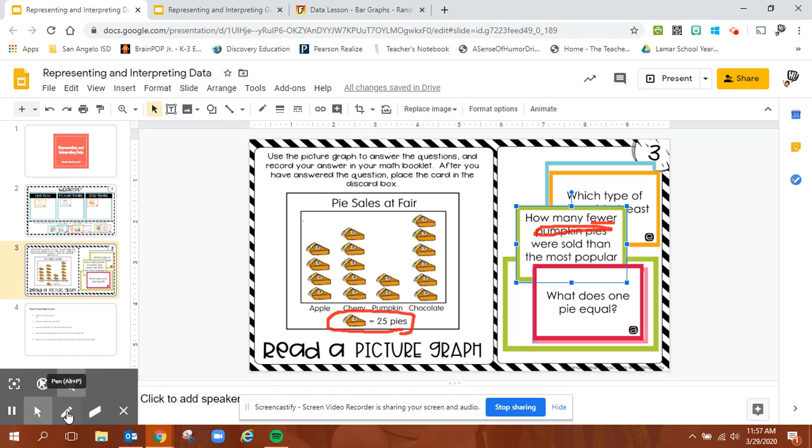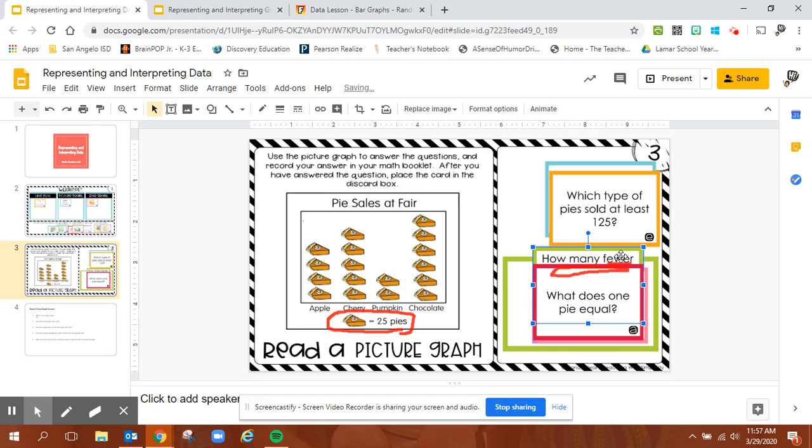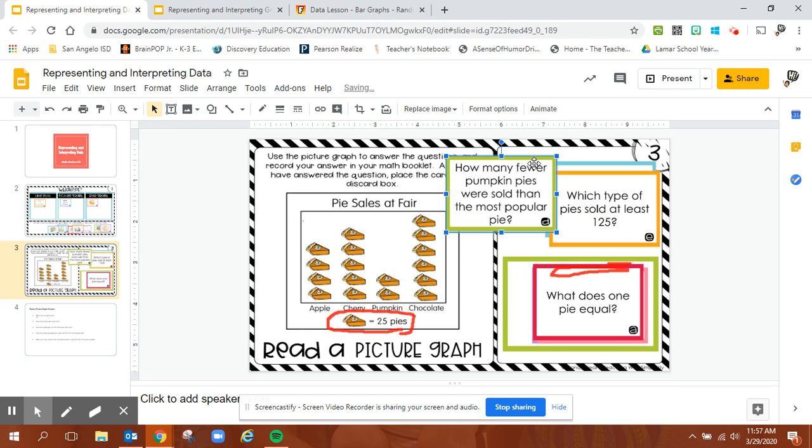So when I look at my graph, all the most popular means is which one of these pies has the most picture pies on it. So if I look, apple has 4, cherry has 5, pumpkin has 2, but chocolate has 1, 2, 3, 4, 5, 6. So my most popular pie is going to be chocolate. Now I have to figure out how many chocolate pies they sold. This is where I'm going to have to remember to use my key, okay?